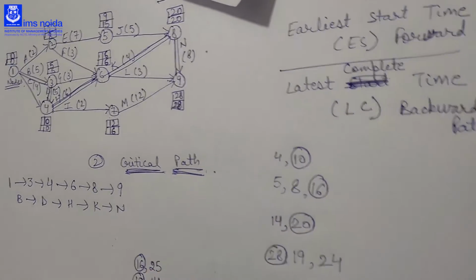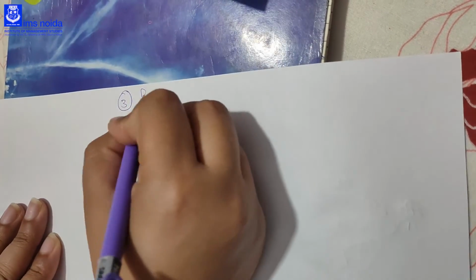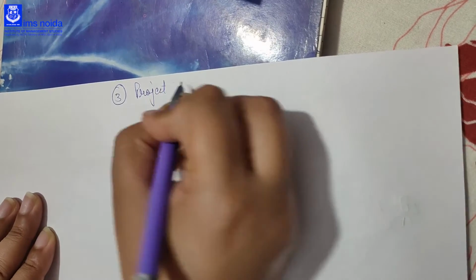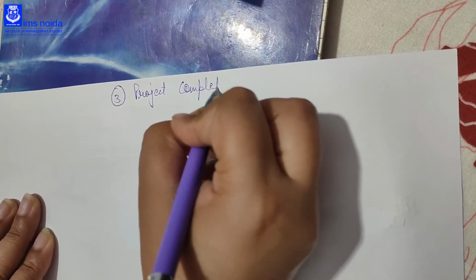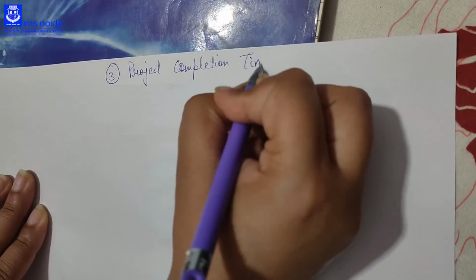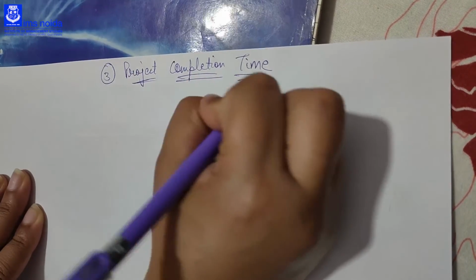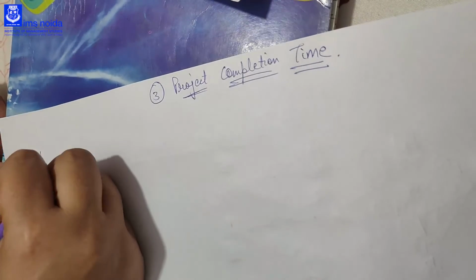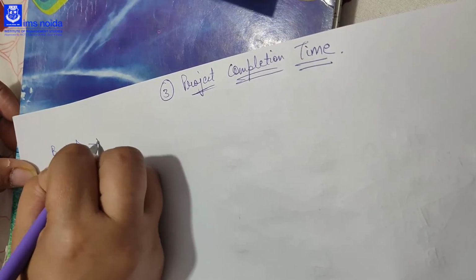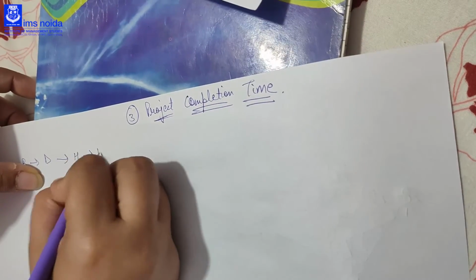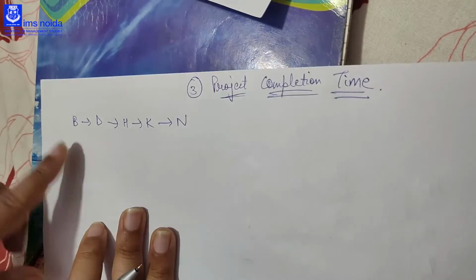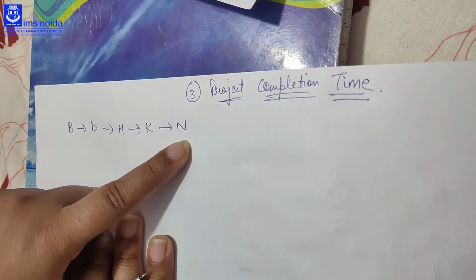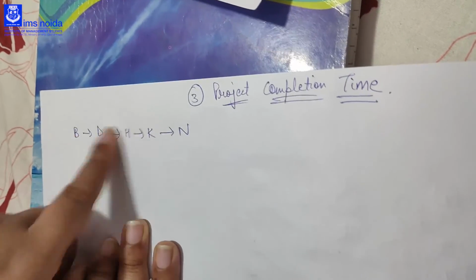Now the third part is about your project completion time. To calculate the project completion time, you will take the critical path, that is B to D, then H, K and N. Now you will write the durations of these critical path activities.